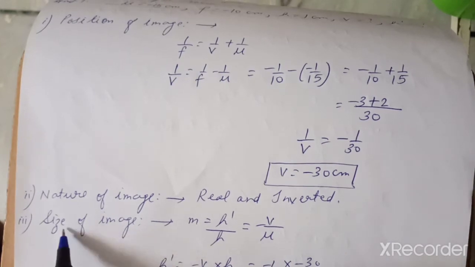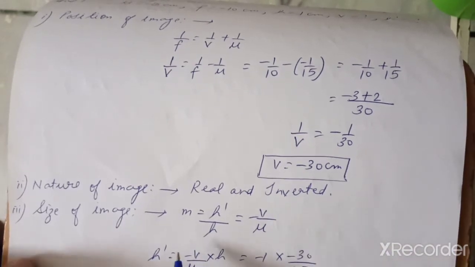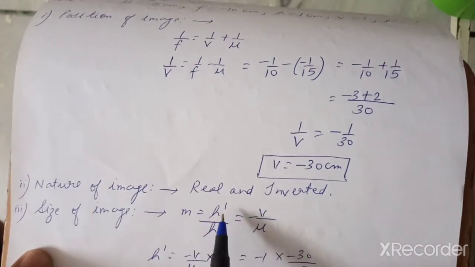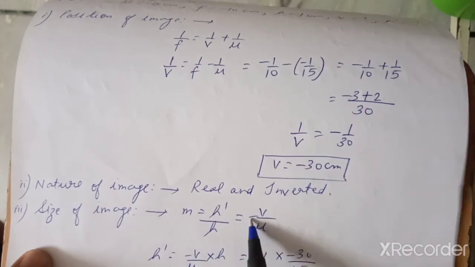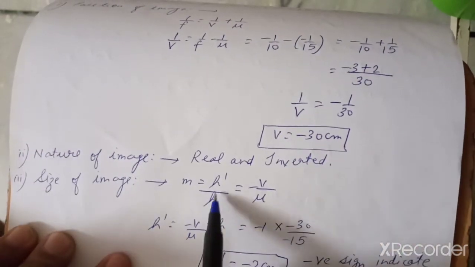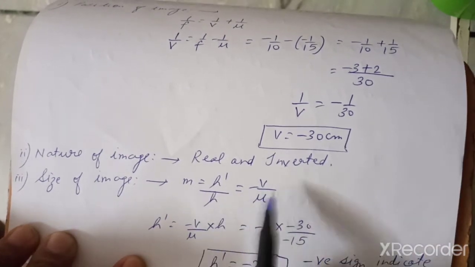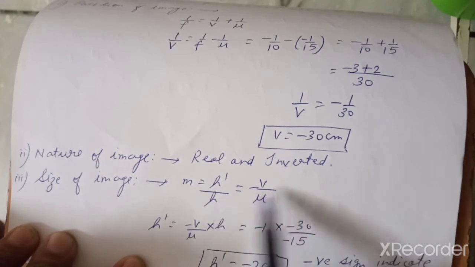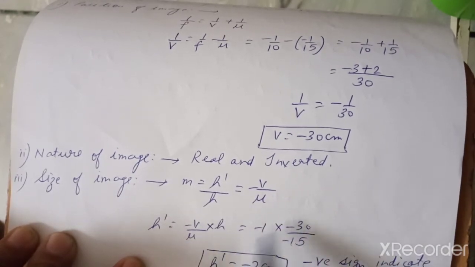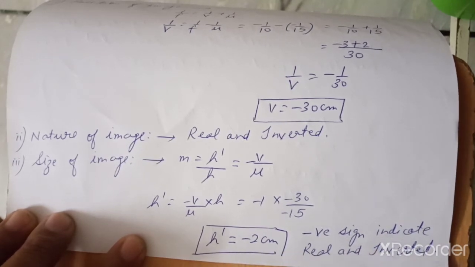Now the next part, we have to calculate the size of image. How can we calculate the size of image? By the magnification formula: m equals the ratio of the height of image to the height of object, which equals minus image distance divided by object distance. In this case we have to calculate the height of the image, so this h will be shifted here. So minus v by u, multiplied by h. On putting the values, you will get minus 2 centimeter. Again the height is coming as minus 2, it is below the principal axis, so we can say that this image is real and inverted.